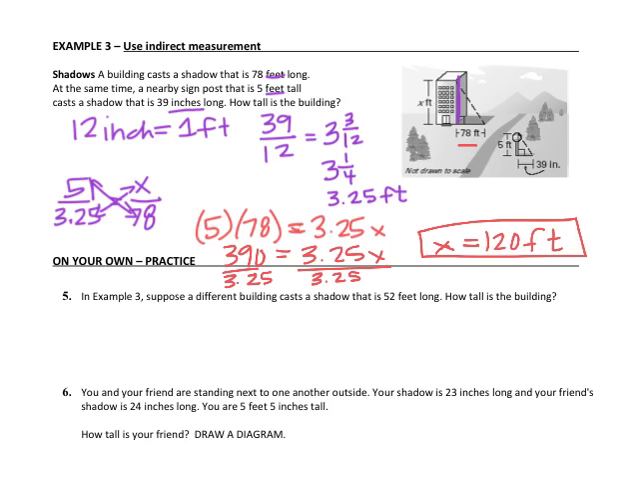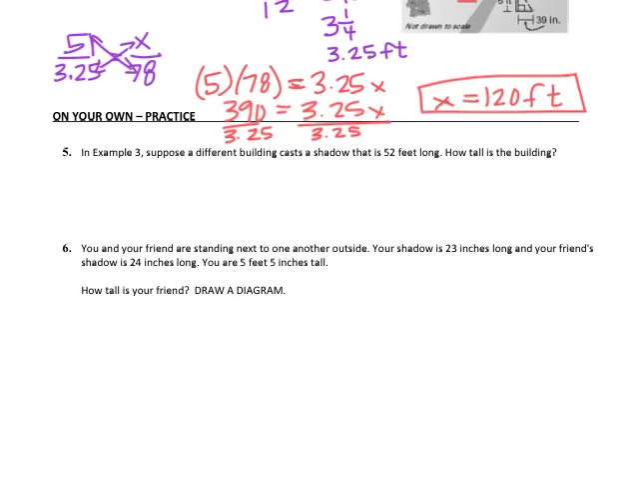So you're pretty familiar with these kinds of problems because we've been doing them in class. And I would like you to finish up the practice problem number 5. You're going to assume in example 3, suppose that the building casts a shadow that is 52 feet long. And then that would give you an indication of how tall the building would be if you set up a proportion. Remember that the shadow of the stop sign is 3.25 feet. So you're just changing the one number and recalculating.